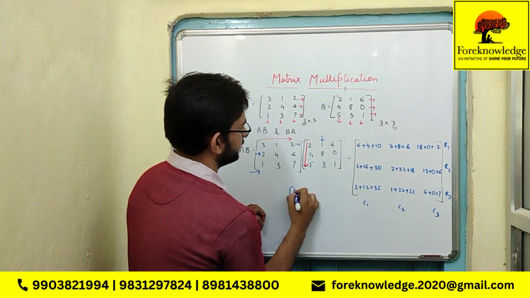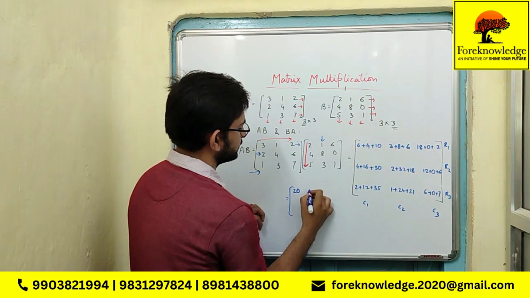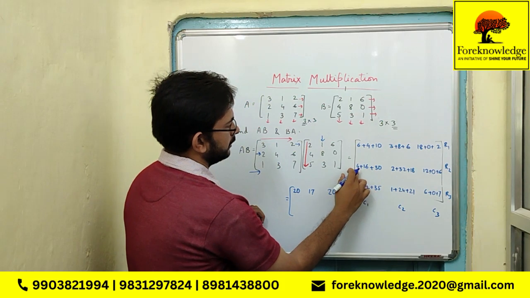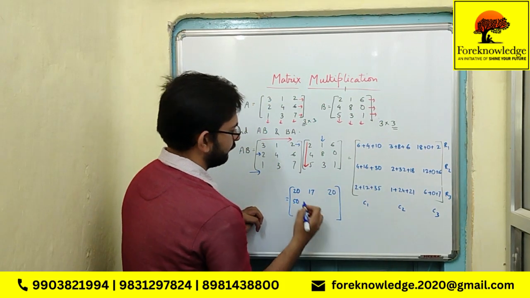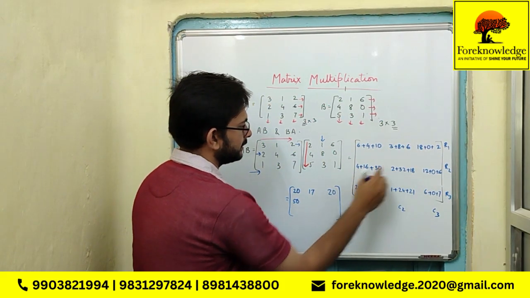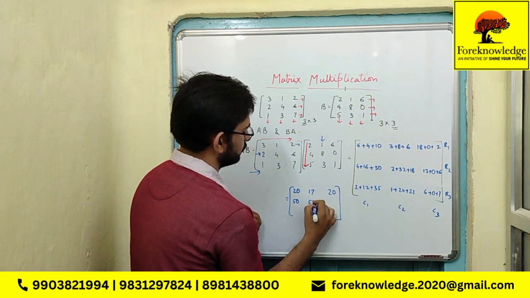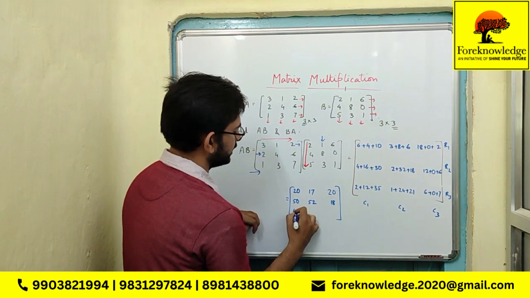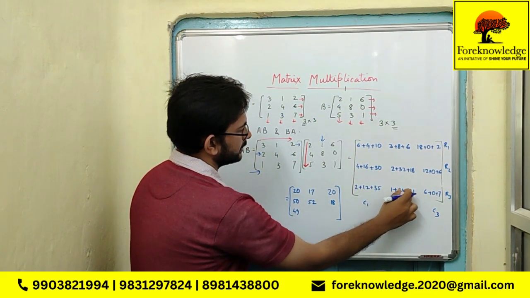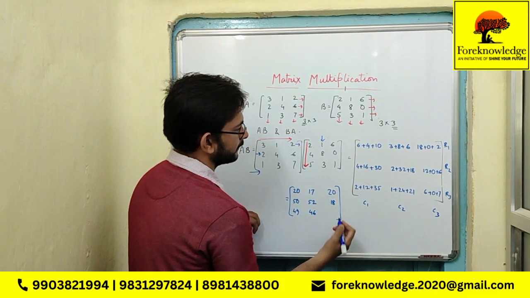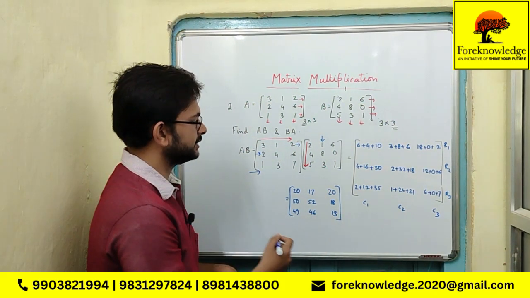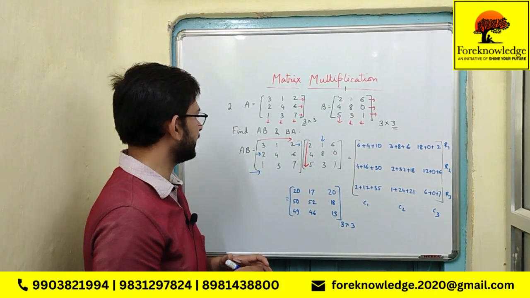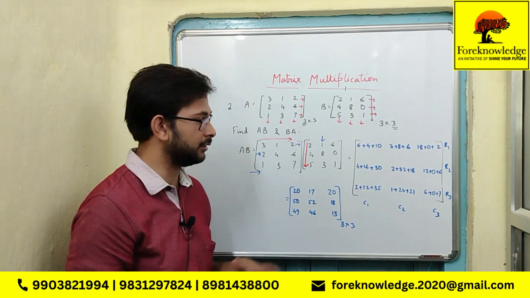10 plus 10, 20. 11 plus 6, 17. 18 plus 2, 20. 20 plus 30, 50. 20 plus 32, 52. 12 plus 6, 18. 14 plus 35, 49. 25 plus 21, 46. And the last one is 13. This is a 3 cross 3 matrix, 3 rows and 3 columns. So this is AB. I hope this is clear.